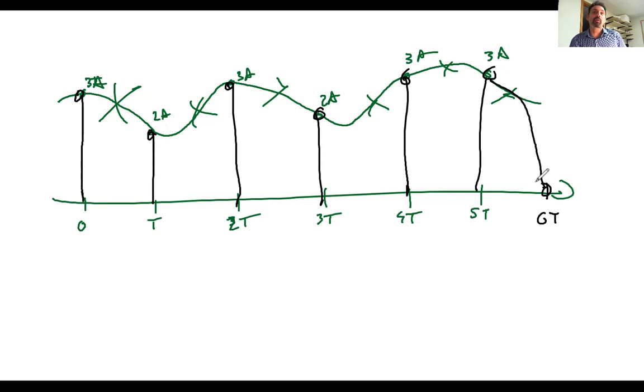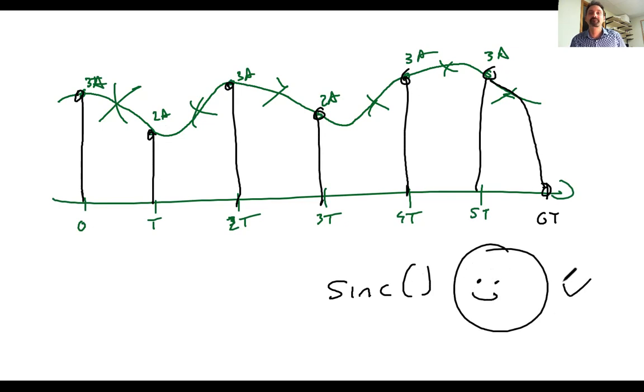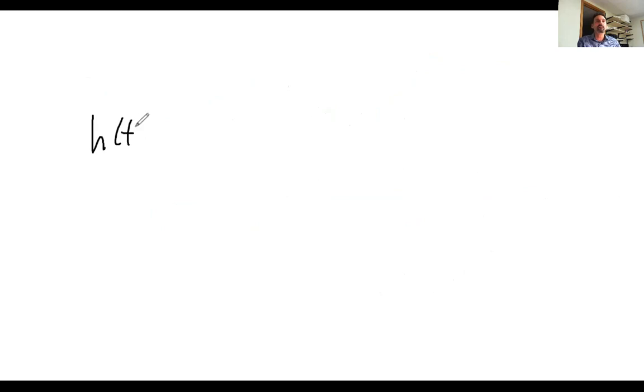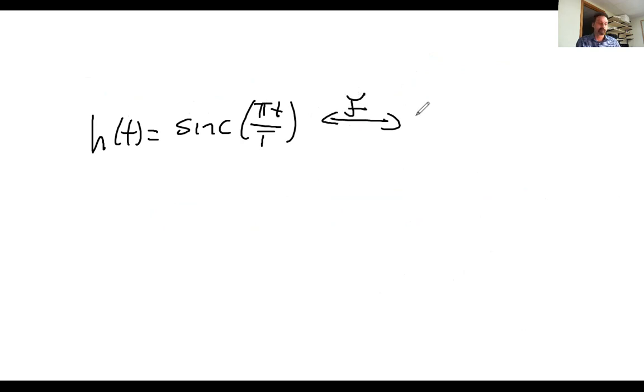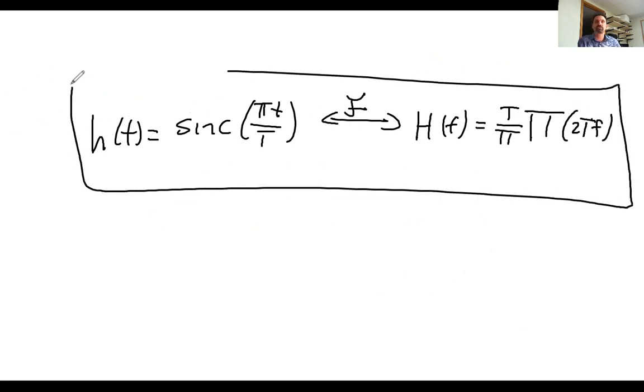So, beautiful property of the sync pulse when designed correctly. Very super duper happy, right? But there are some problems with the sync pulse, but that's for another time, okay? Before I end, again, a super important property: h of t is equal to sync pi t over T, and for its transform representation, h of f is equal to T over pi, a rectangular pulse in the frequency domain, 2Tf, okay? Just be mindful of that.